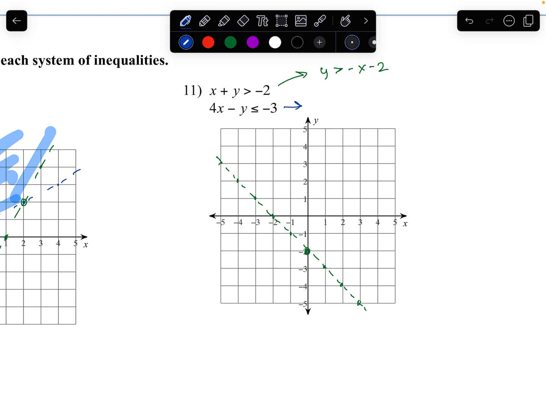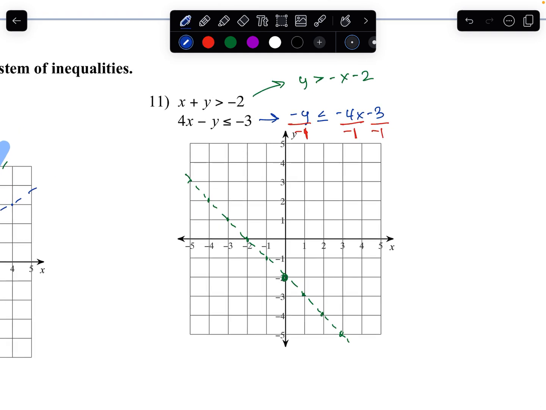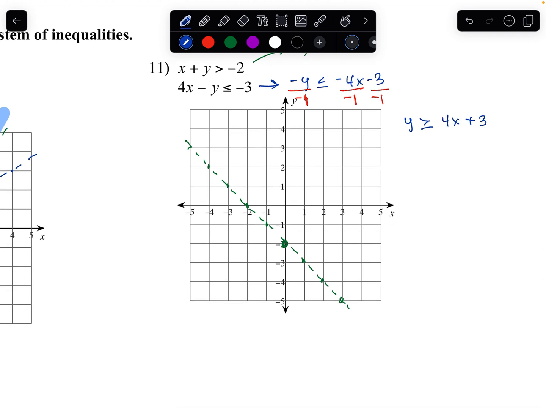And then I'm going to subtract 4x from that side. So I still have -y is less than or equal to -4x minus 3. And now I'm going to divide by -1 or multiply by -1, whichever one you prefer. In this case, because I am dividing or multiplying by a negative number, this has to change to greater than or equal to. That's going to become positive 4x plus 3. So this inequality has a y-intercept of 3 and a slope of 4. 1, 2, 3, 4 over 1. This one's going to have a solid line.